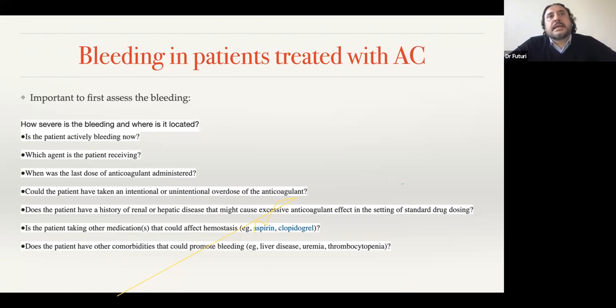An elderly patient, instead of taking 1 dose of warfarin, took 2 doses of it. Do they have underlying renal or hepatic disease in which clearance of the anticoagulant may be decreased? Are they taking other medications? They're taking Coumadin and on top of that aspirin or clopidogrel, where the bleeding rate increases.